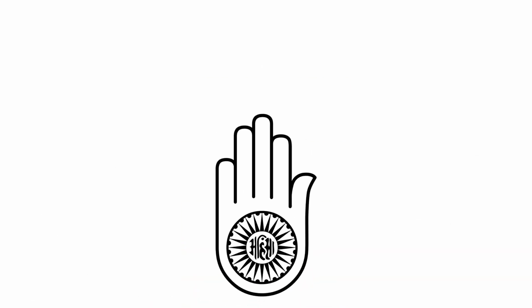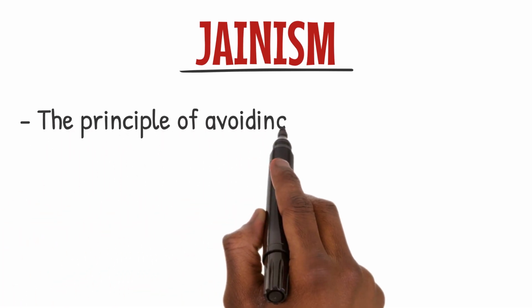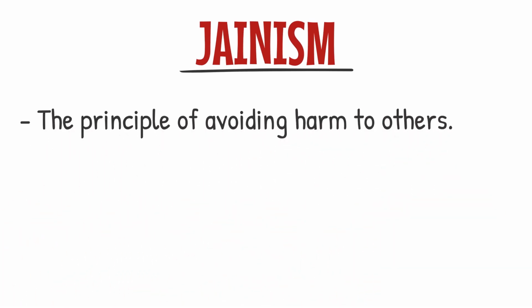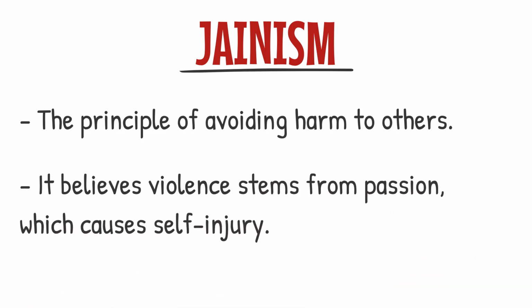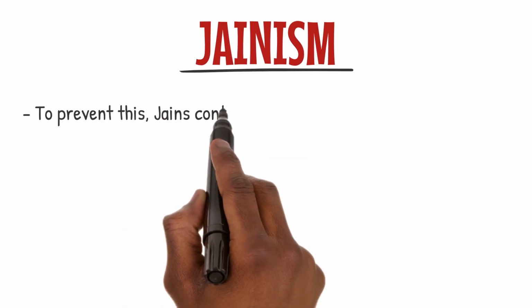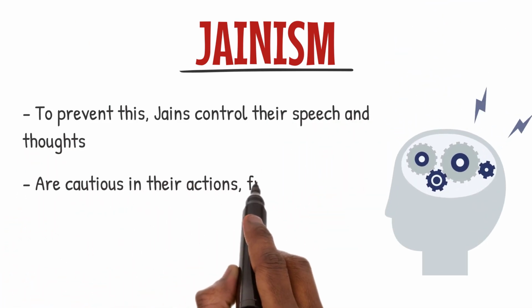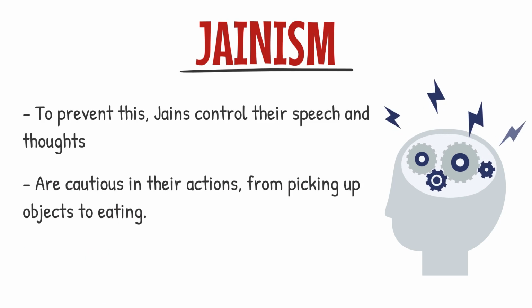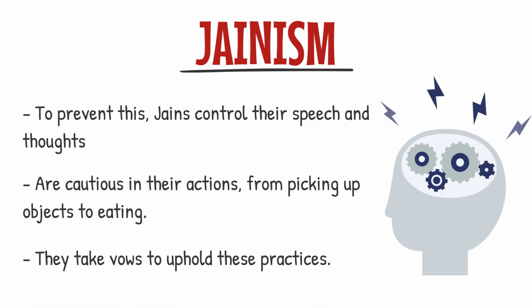Let's delve into the world of Jainism and its profound respect for life. Jainism teaches the principle of avoiding harm to others. It believes violence stems from passion, which causes self-injury. To prevent this, Jains control their speech and thoughts, and are cautious in their actions, from picking up objects to eating. They take vows to uphold these practices.